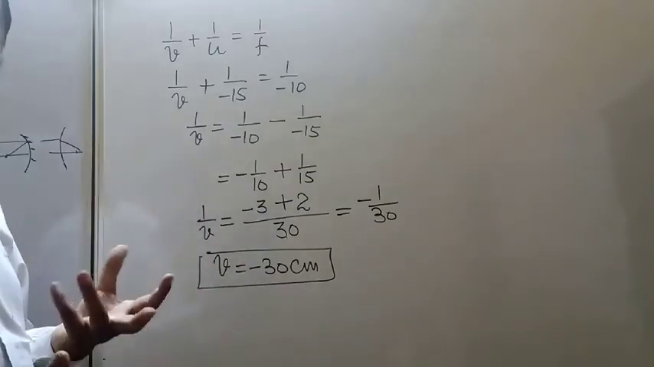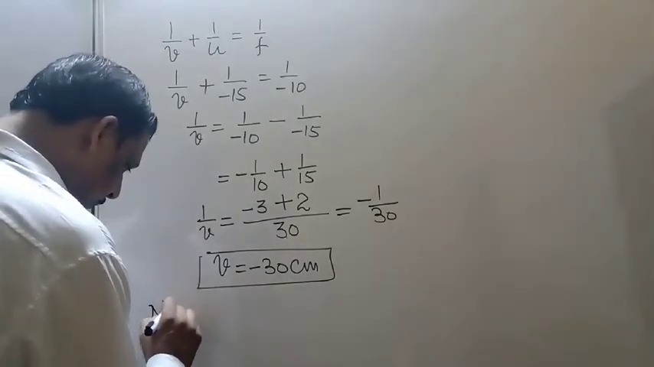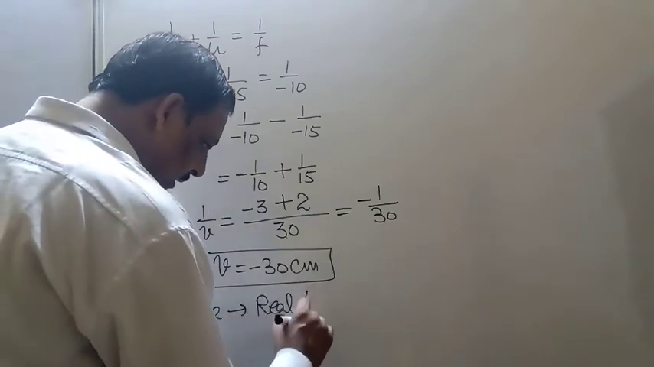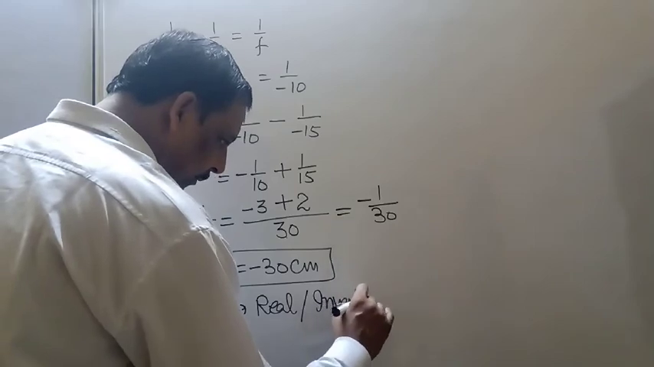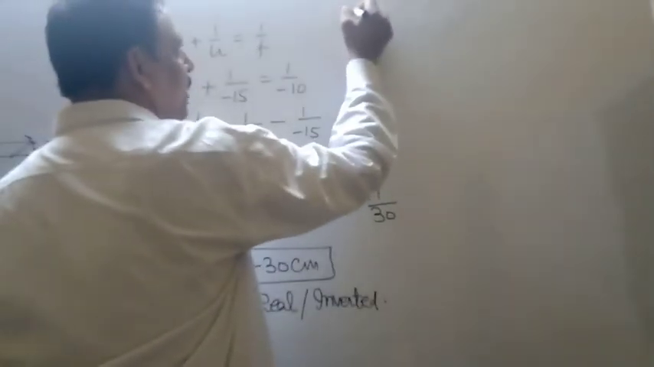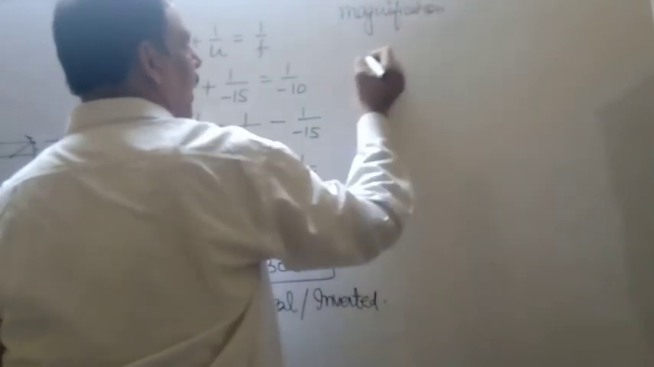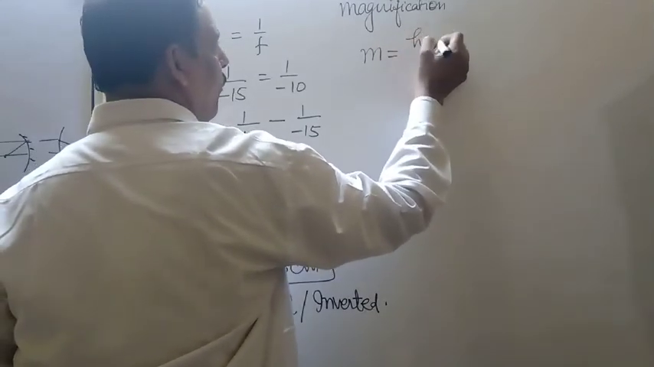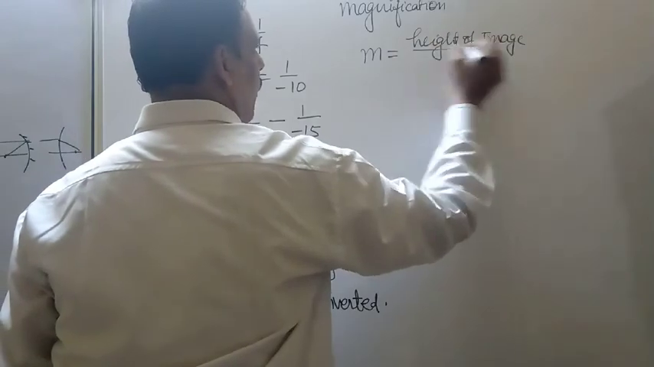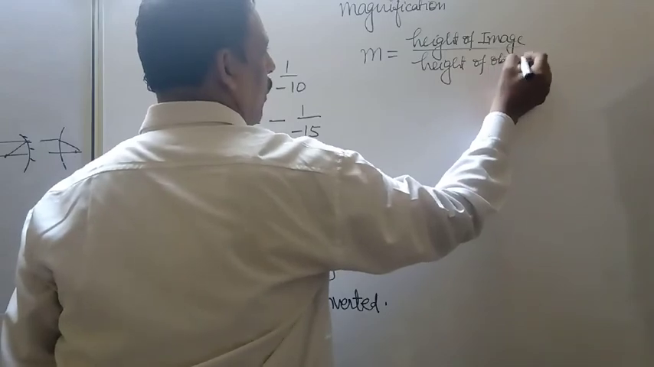Now we want to know the nature. Nature is real, and all real images are inverted, just the reverse side. Now, as we know, the magnification m is equal to the height of the image upon the height of the object, and this is equal to minus v upon u.